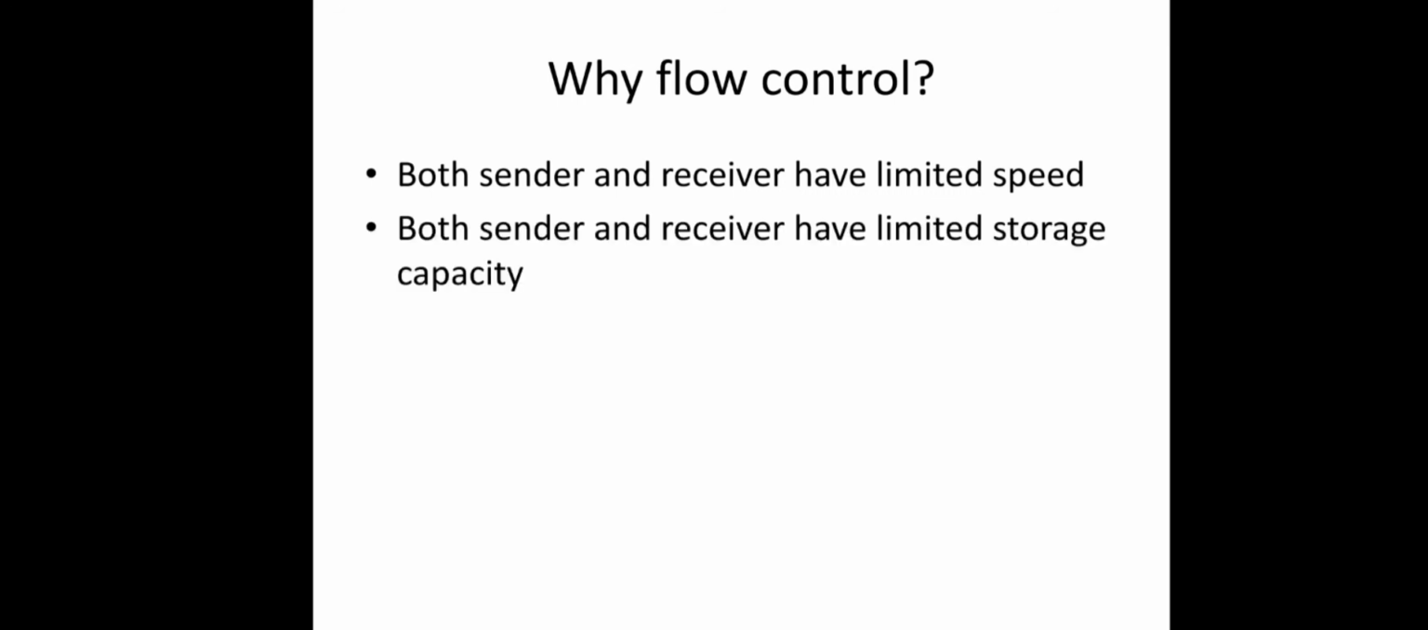Okay. And the second thing is that both sender and receiver have limited storage capacity. The data to be processed, which is in the queue, may be stored in a memory buffer inside the receiver and sender, right? And these buffers may have limited storage capacity. So if frames arrive beyond this buffer capacity, the receiver may be forced to drop or discard that frame. Okay, so that is also a reason for flow control.